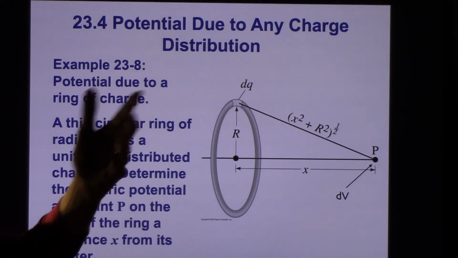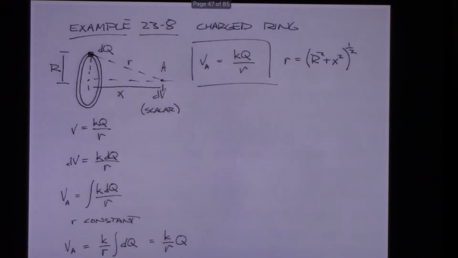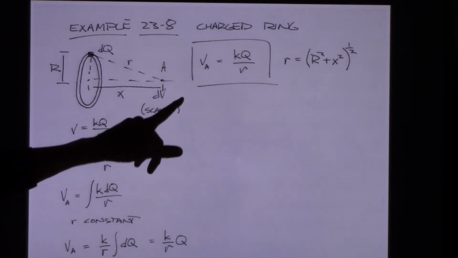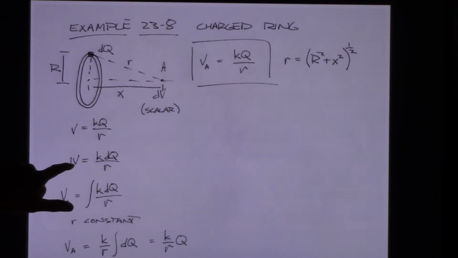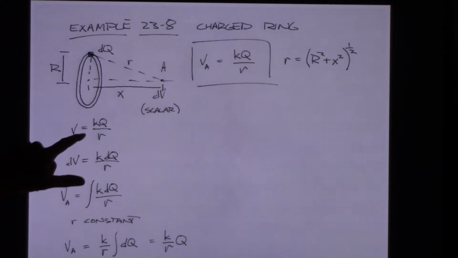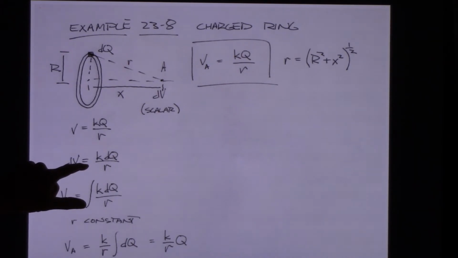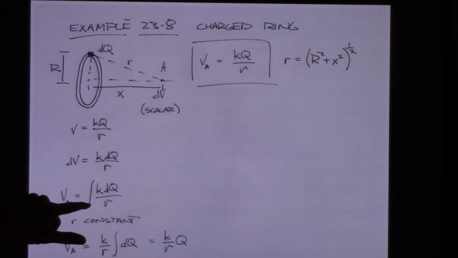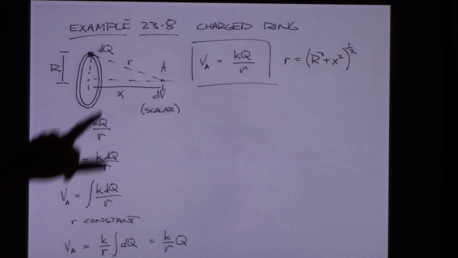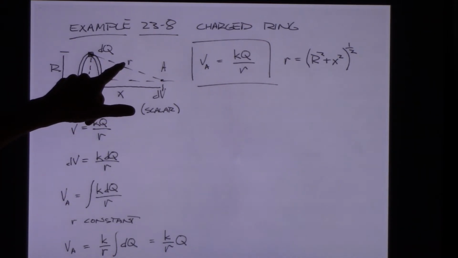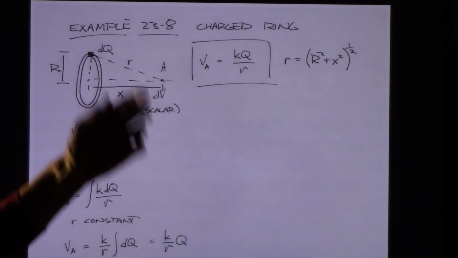from point P. So when we set this up, now you guys know point P always turns into point A in my diagrams. What's going to happen here is a little bit of charge is going to generate a little bit of potential. I've taken my formula for a point charge and turned it into an infinitesimal formula, and then I'm just going to integrate over that charge distribution. Now, R is a constant, so if I just leave this as little r, the voltage here is kq over little r.